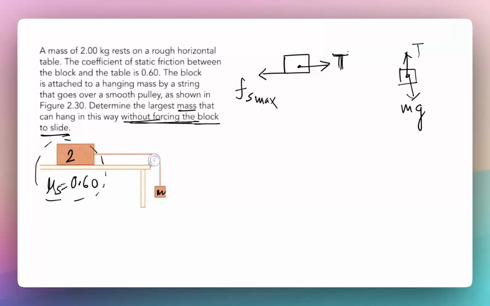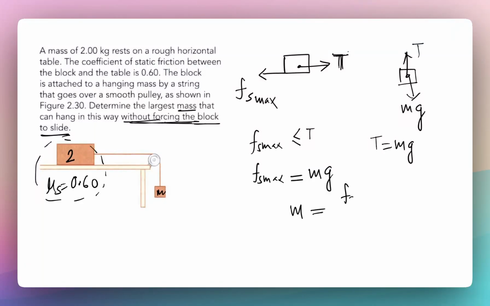So when it just starts to slide, at that point in body number 2, my T is going to be equal to mg, and for the block to start sliding, T has to be equal to or greater than F static max. So F static max, just to start to slide, should be equal to T, which is equal to mg. So my M, which is the maximum value of the mass which can be sustained, is going to be F static max divided by g. Okay, so let's find out what the F static max value is.